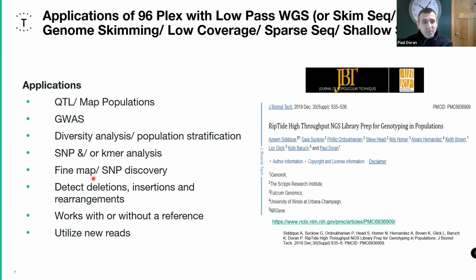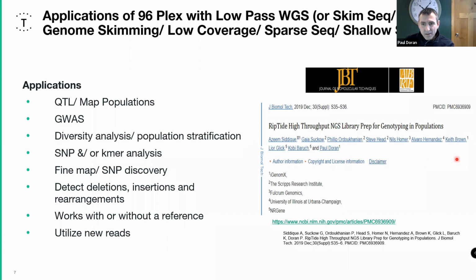You basically do SNP and/or k-mer analysis, where you use k-mers as a marker. You can do fine mapping and SNP discovery, actually both at the same time. You can look at structural variation, such as deletions, insertions, and rearrangements. It works with and without references, and it utilizes new reads.